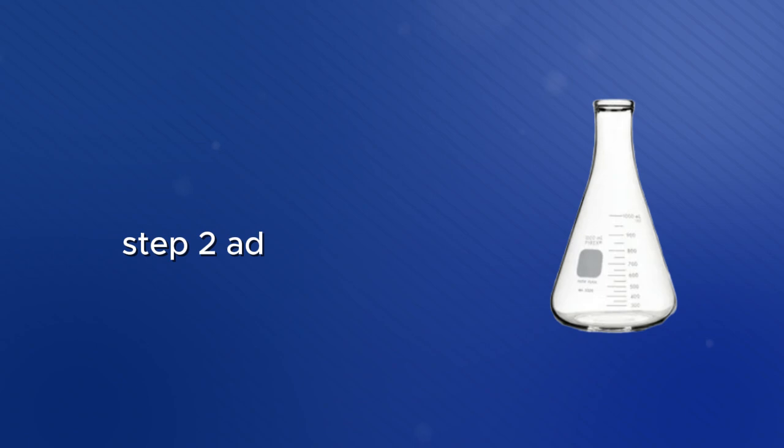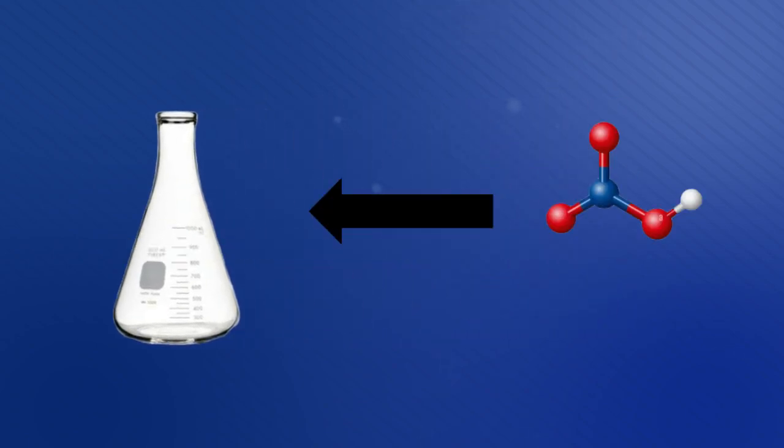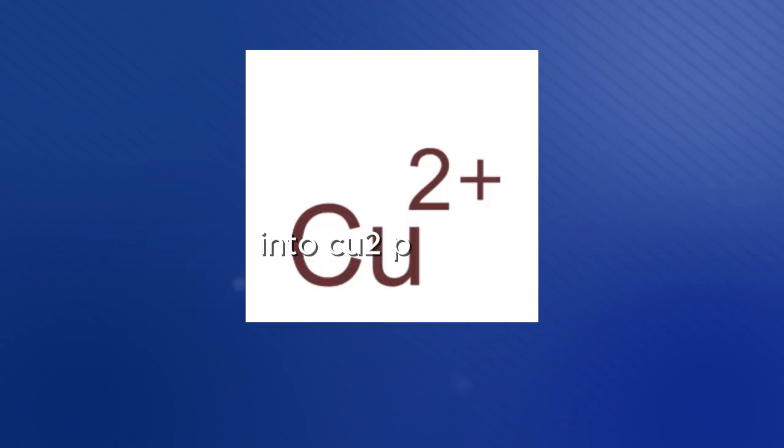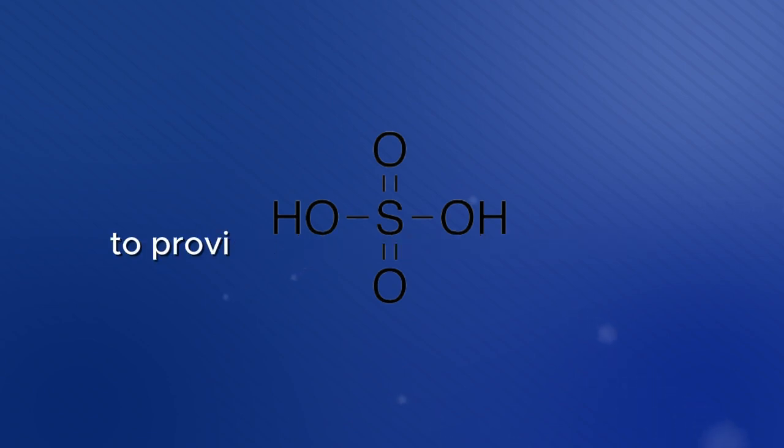Step 2. Add nitric acid to the sample. The acid dissolves the material and converts the copper into Cu2+ ions. Sulfuric acid may also be added to provide the required acidic conditions.